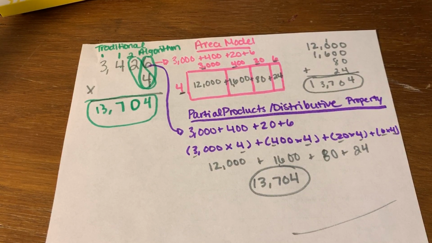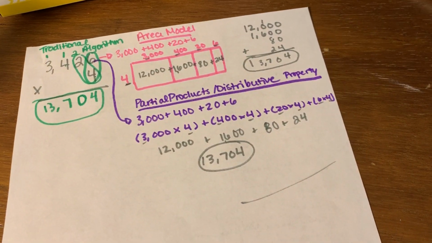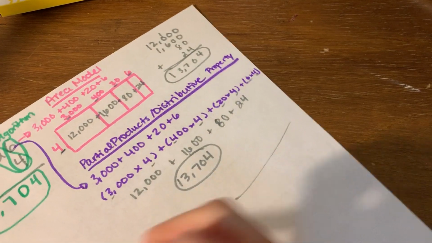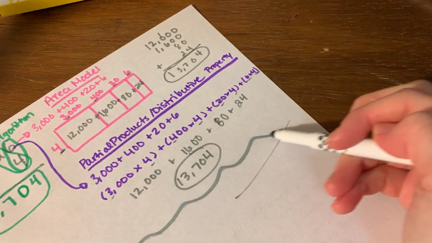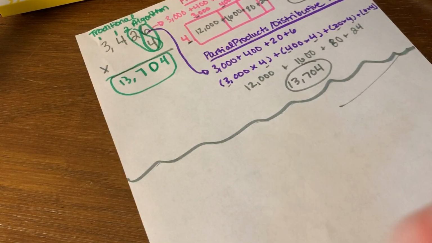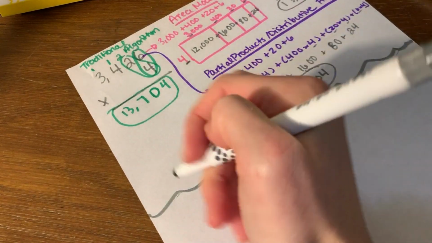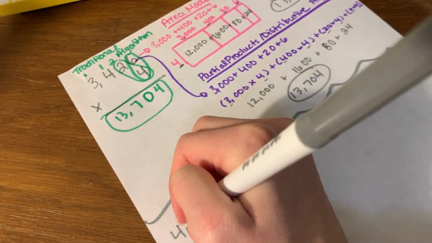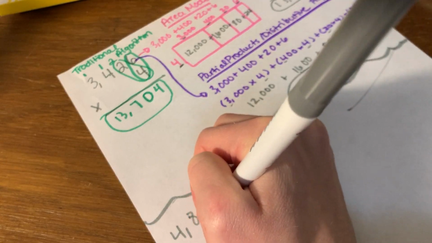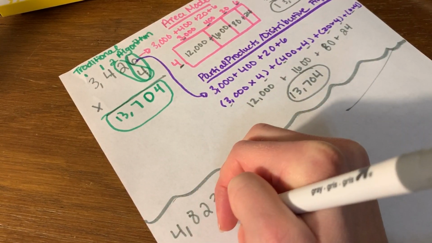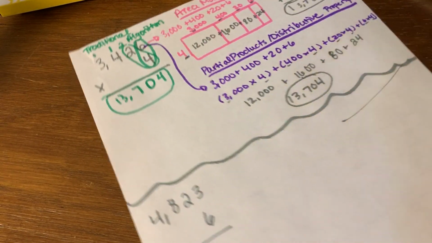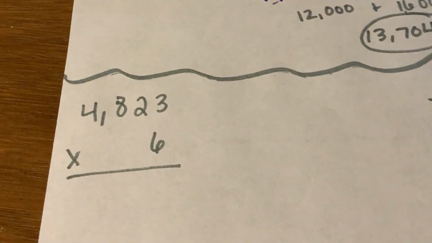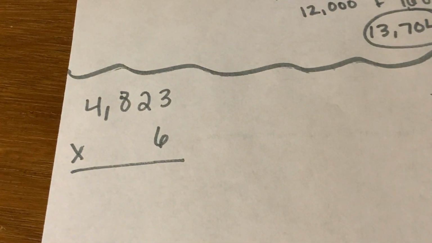So looking at all three of these methods, we still got the same answer every single time. It just depends on which method you are most comfortable with. That is the method I want you to use, okay? So I'm going to show you another problem. And I want you to solve this one on your own. We're going to do 4,823 times 6. So go ahead and take a second to solve that problem in whichever way you are most comfortable with solving it.